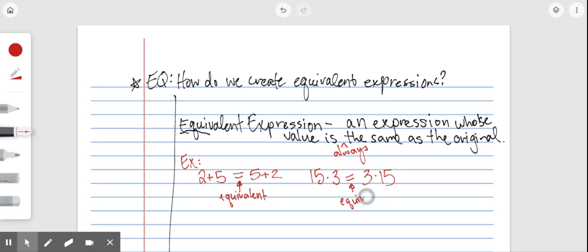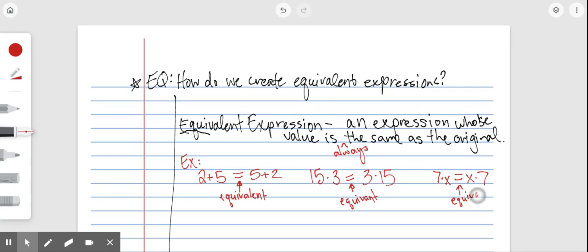Okay. Now, if I have a variable, I could also write a similar thing. Like I could say 7 times x is the same as x times 7. Because no matter what I put in for that x, it'll always be the same. If x is 2, 7 times 2 is the same as 2 times 7. If x is 3, 7 times 3 is the same as 3 times 7. Since x will remain the same on both sides, they're equivalent. So again, I've got equivalent.